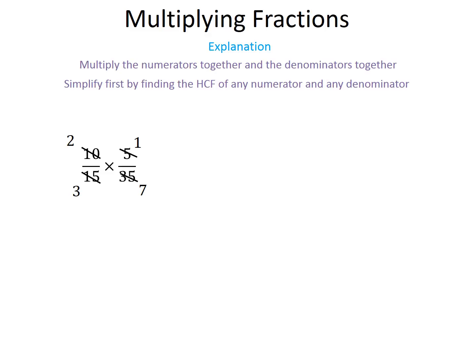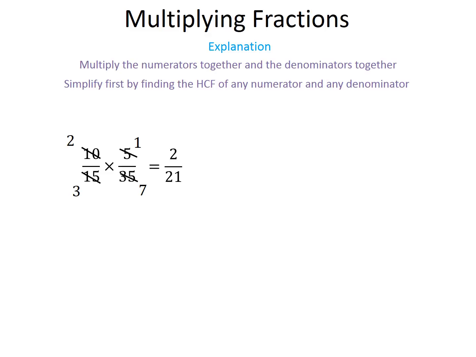And now when I do the multiplication, 2 times 1 is 2, 3 times 7 is 21. Notice I started with 15 times 35. That's pretty hard to work out. But 3 times 7, that's easy to work out. It's on our times tables. And our answer is already simplified. So it's a really important process.